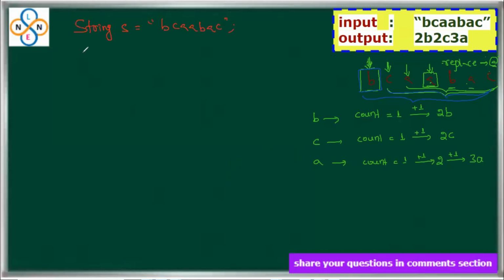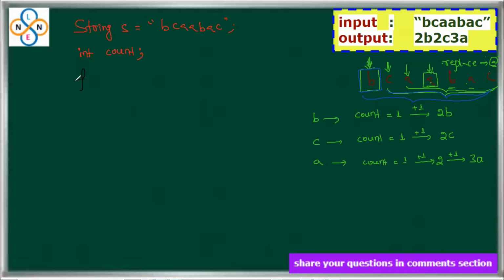To count, we need one integer variable. Let us name this as count. Here I am not initializing. This is called only declaration. I am not writing anything equal to 1 or equal to 0. If you don't write like that, this is only declaration. Then followed by, we need a for loop.